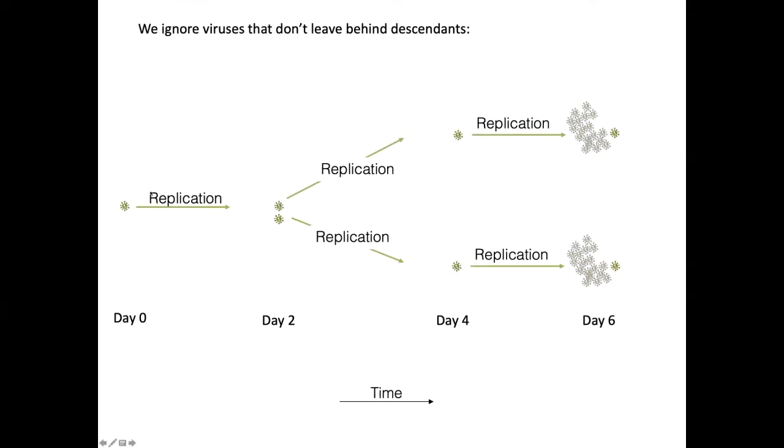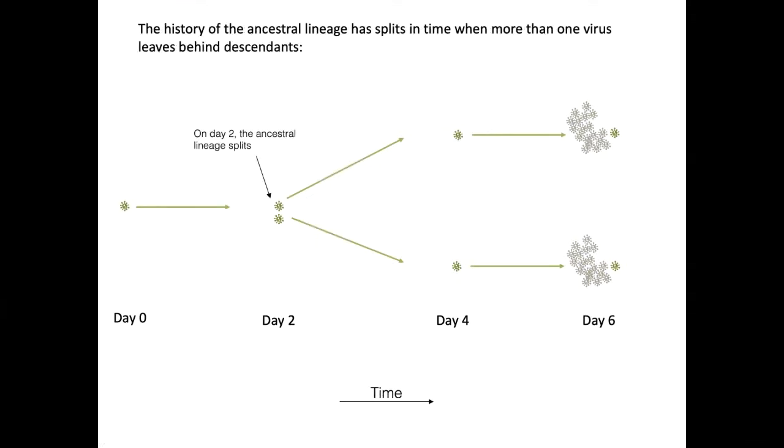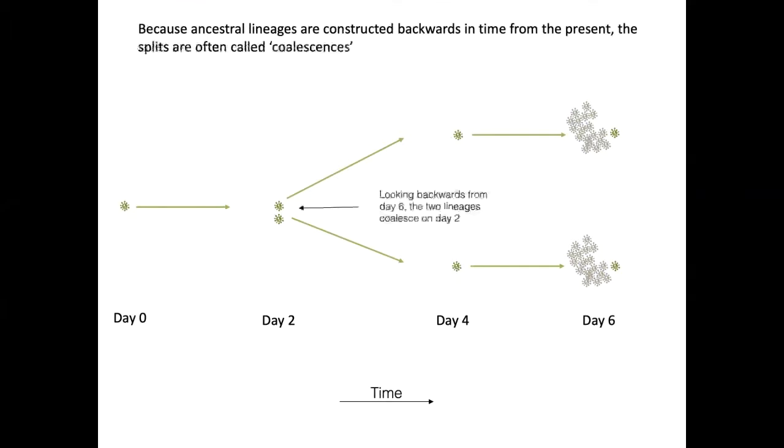So we take all of these viruses highlighted in gray and we remove them. And so what we end up with is this history of the viruses which have left behind descendants, with some events. There's a time scale here, day 0, day 2, day 4, day 6, and so on. What we see here is that this has a split, and the split takes place on day 2, and that's where the single ancestral lineage splits into 2 ancestral lineages.